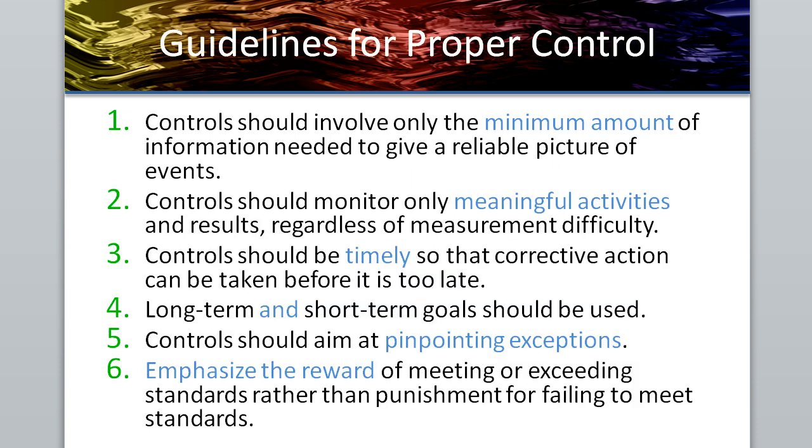Okay, so guidelines for proper control. 1, controls involve only the minimal amount of information needed to get a reliable picture of events. So we don't want to over-analyze or over-collect data. We just want enough data to be able to get a picture of what's happening. 2, controls should monitor only meaningful activities and results regardless of the measurement's difficulty. So that means we want to measure activities and results that really matter, even if it's very difficult to measure them or get a true idea of what's happening, we still have to try.